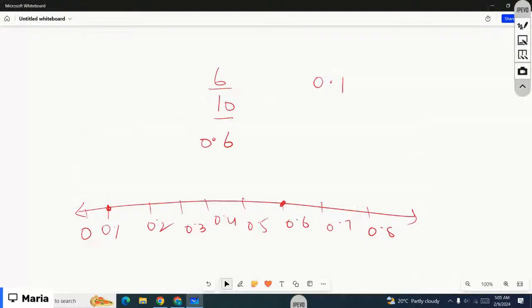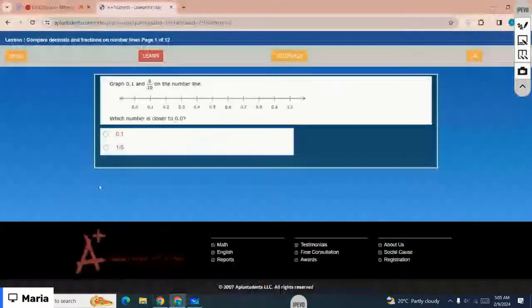0.1 is closer to 0. The correct option is 0.1. That is closer to 0. Got it?